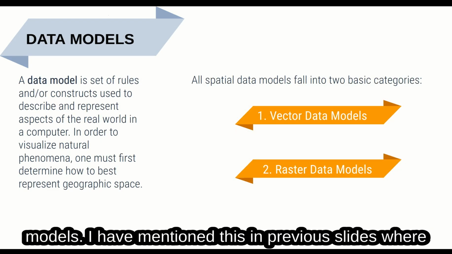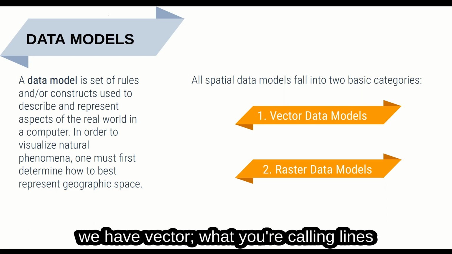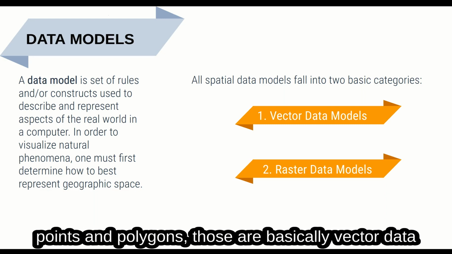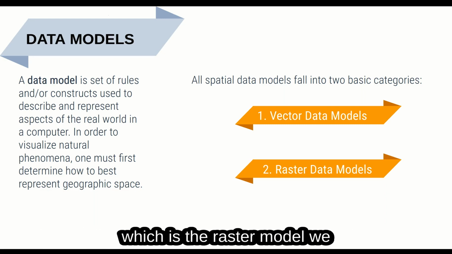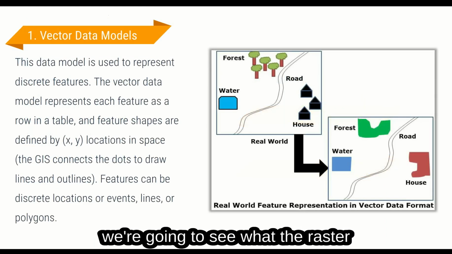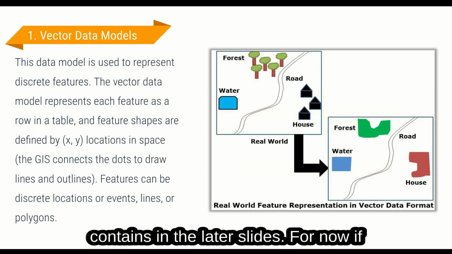And then we have two main data models. I've mentioned in the previous slides, where we have vector, what we are calling lines, points, and polygons. Those are basically vector data models. And then we have the surface, which is the raster model. We are going to see what the raster contains in the future slides.